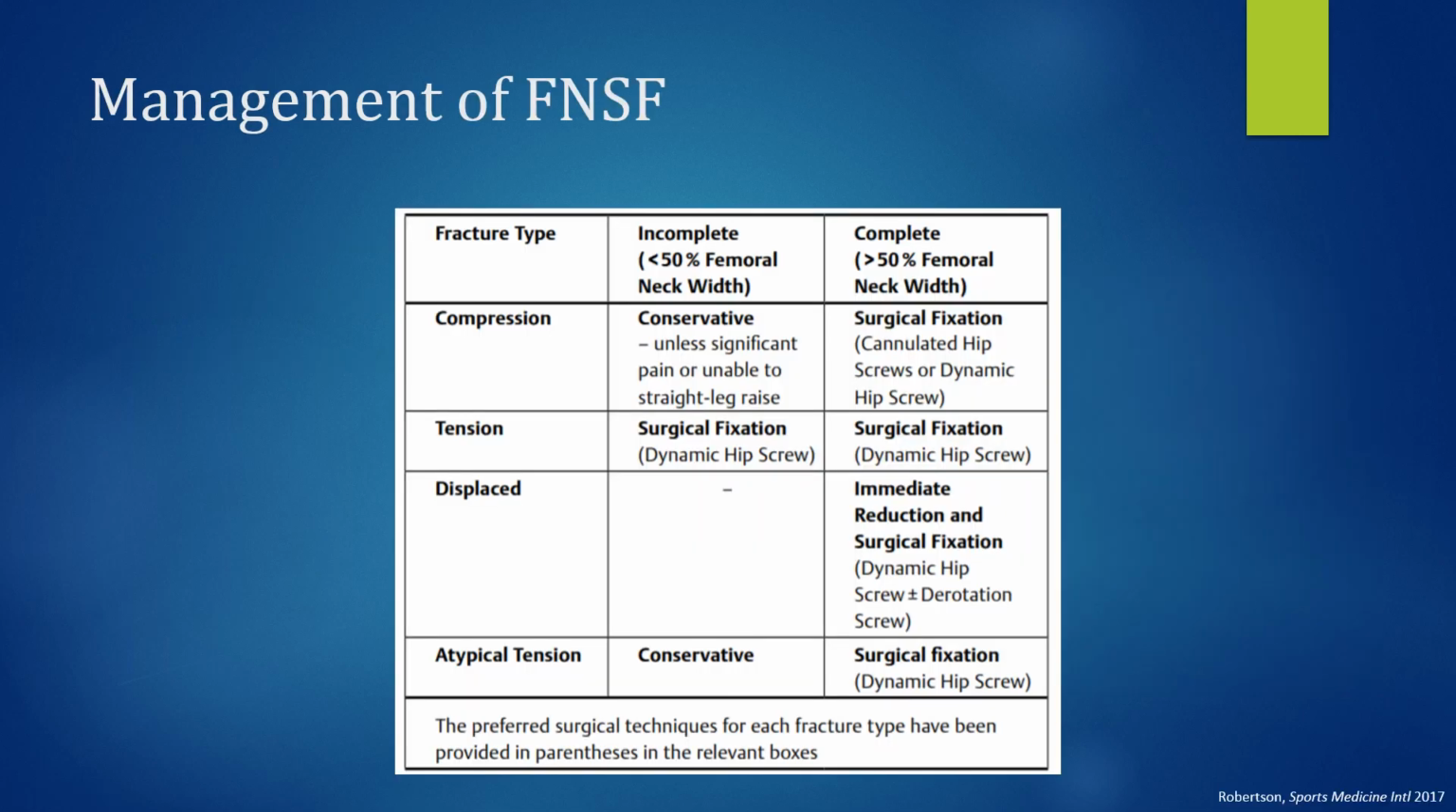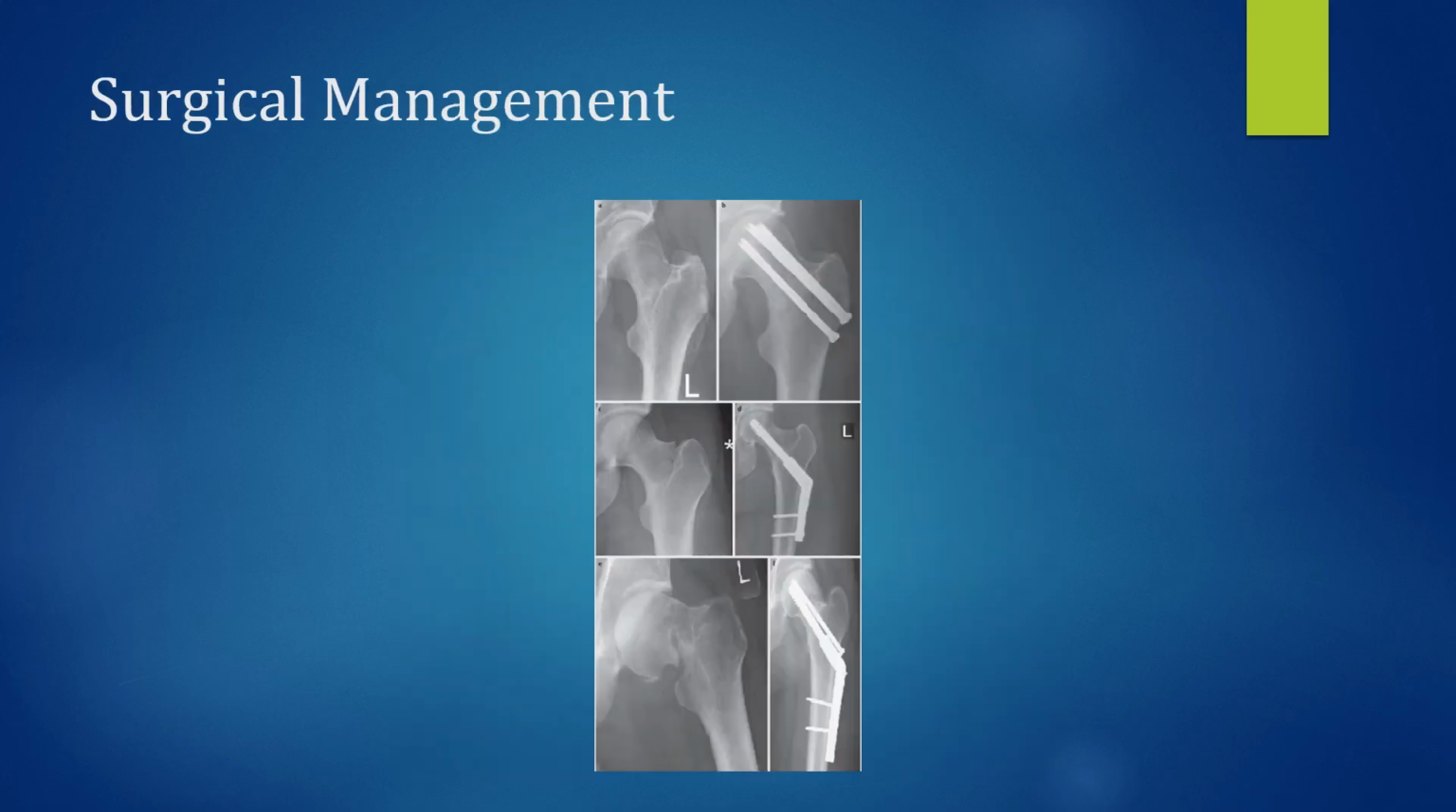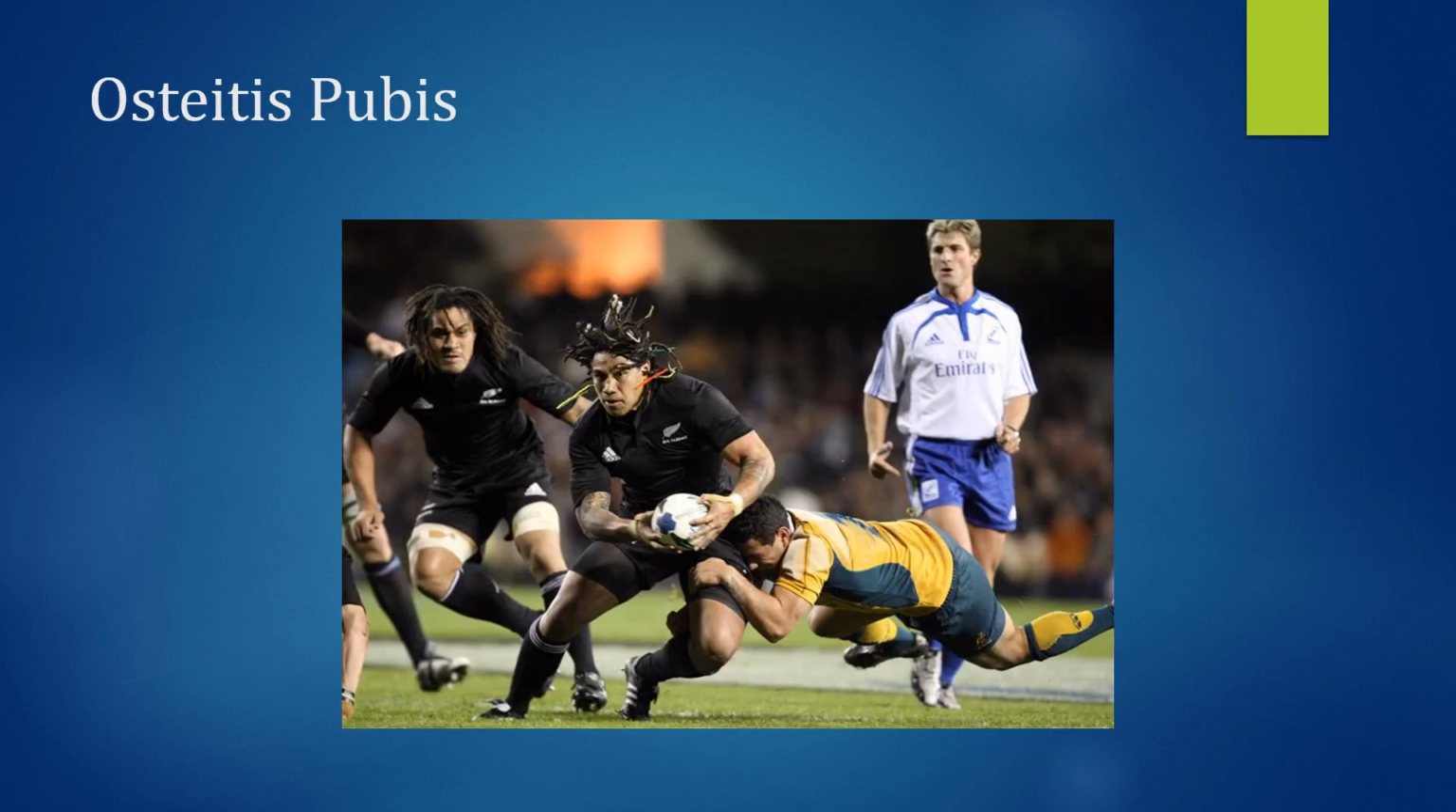So this is a nice summary table of what we talked about so far with regards to how femoral neck stress fractures are managed based on the type of fracture and progression. Remember that most of these stress fractures are of the incomplete compression type and are therefore managed conservatively. Most of the other fractures are managed operatively. When it comes to surgical management of femoral neck stress fractures, there's a few implants that the surgeon may choose to use. The last hip pathology I want to talk about is osteitis pubis.